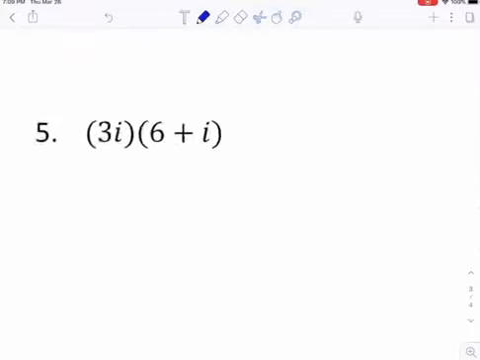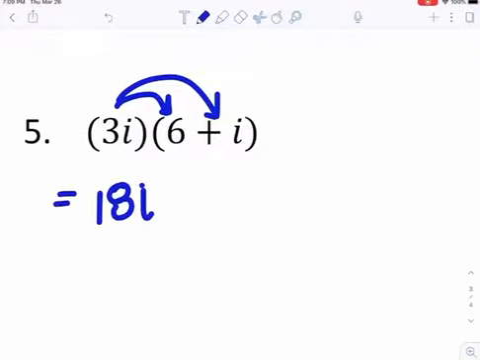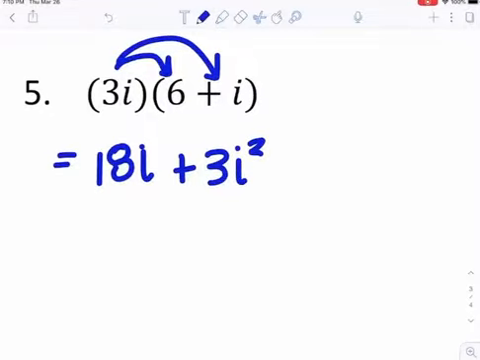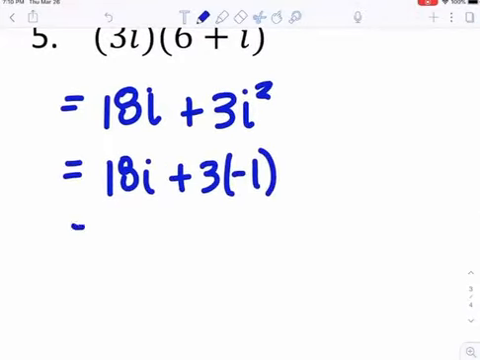Okay, and then last example. Again, we're going to distribute, so 3i times 6, that's 18i. 3i times i becomes 3i squared. You could skip this step now if you're getting used to this idea. So 18i plus 3 times negative 1, because i squared is the same as negative 1. So my final answer is 18i minus 3.